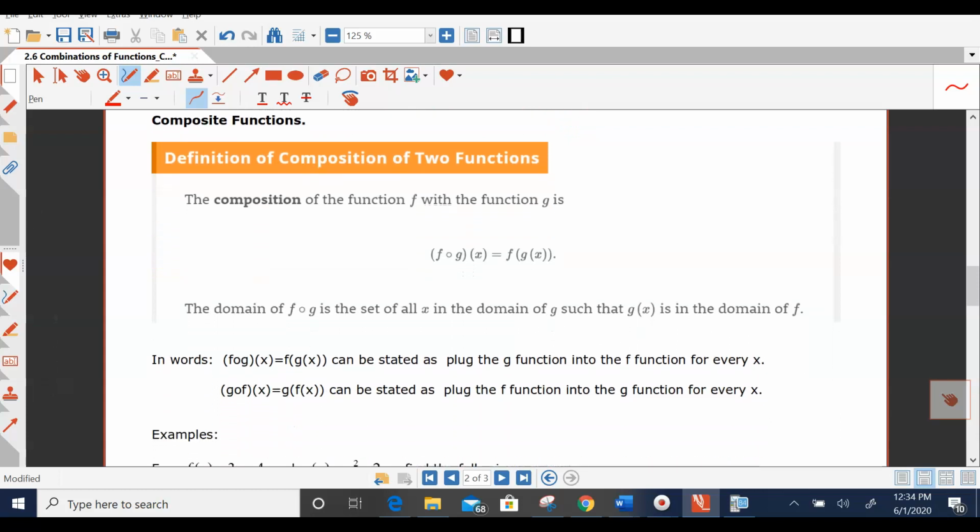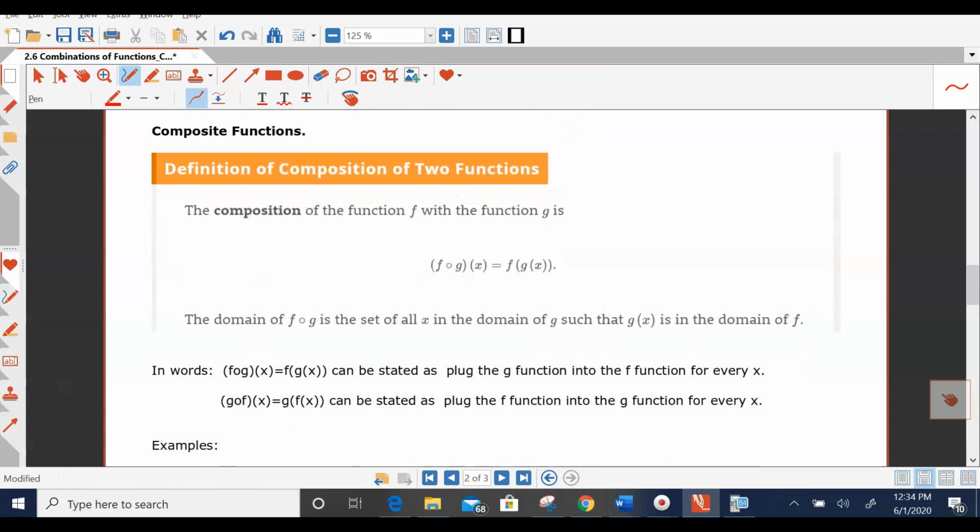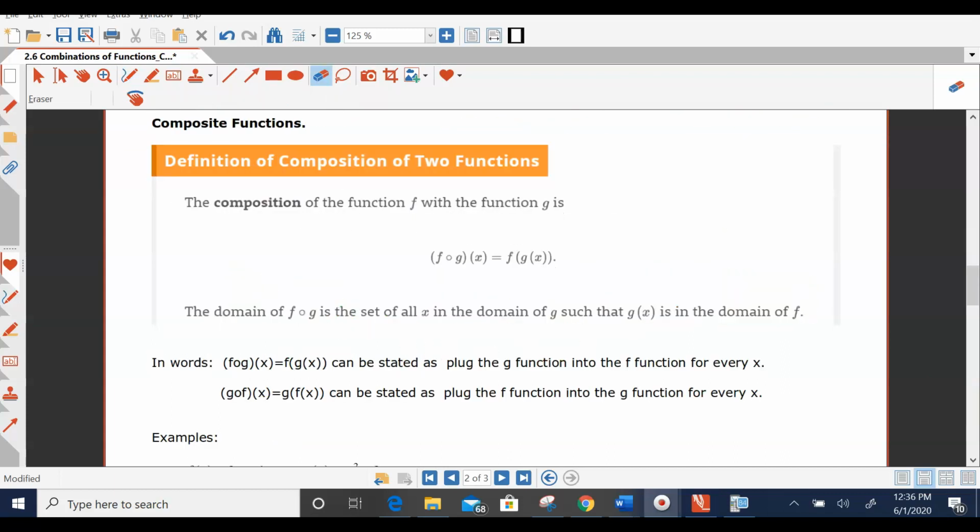And for a composite function, the symbol we use is this little circle. As I was saying before my video had some technical difficulties, when you're asked to work with a composite function, you're going to see this little symbol right there, and it looks just like a little circle. Okay, that is our notation for composite function.